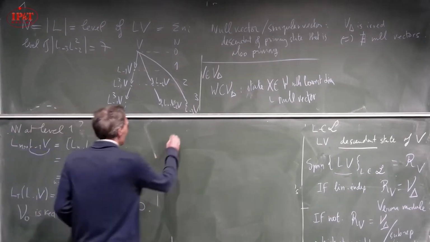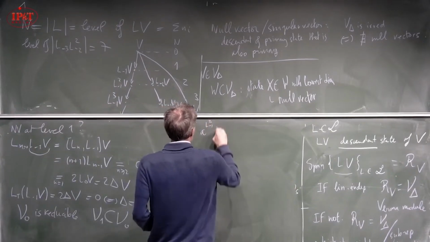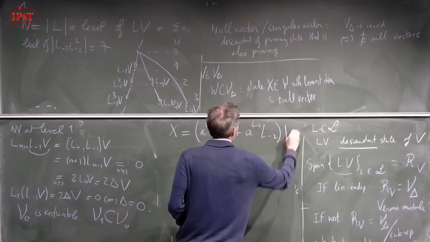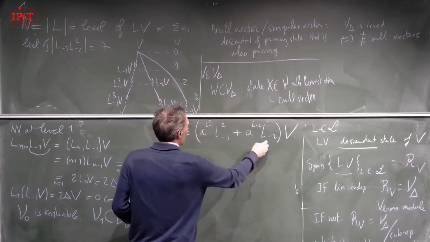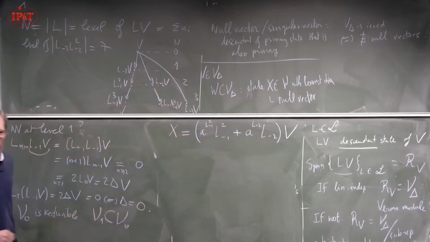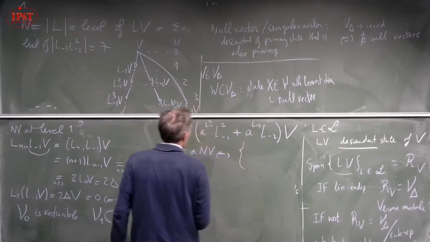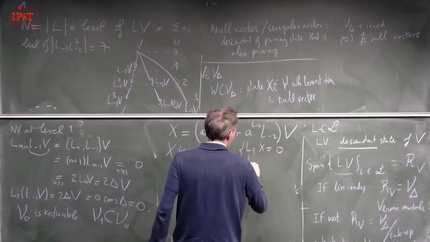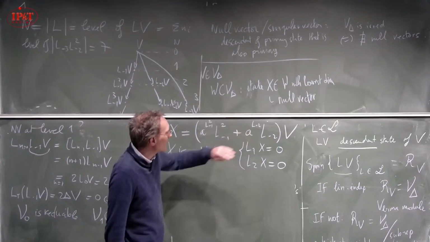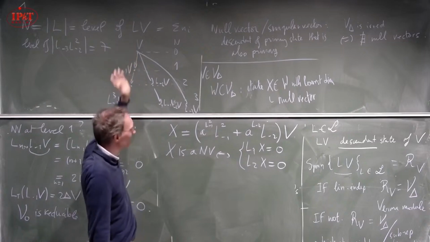So level 2. At level 2, let me write the generic descendant state as follows: (a L minus 1 squared plus b L minus 2) acting on V. So V is my primary, and I act on it with some combination of L minus 1 squared and L minus 2 with some coefficients. Okay, so this is a null vector if and only if two conditions are fulfilled: L1 is 0 and L2 is 0. Well, only two conditions, because if I act with L3, since V is primary, automatically I would get 0, because L3 brings me 3 steps higher, so I just fall out of my representation.